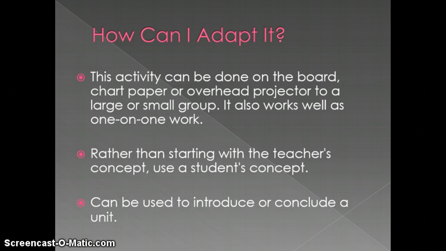How can we adapt this process? Well, it can be done anywhere, on the board, on chart paper, a projector, in a larger or small group, in discussion, and it also works well one-on-one. Rather than starting with the teacher's concept, you could try using the student's concept and have them come up with the examples and non-examples. It could be used to introduce or conclude a unit.